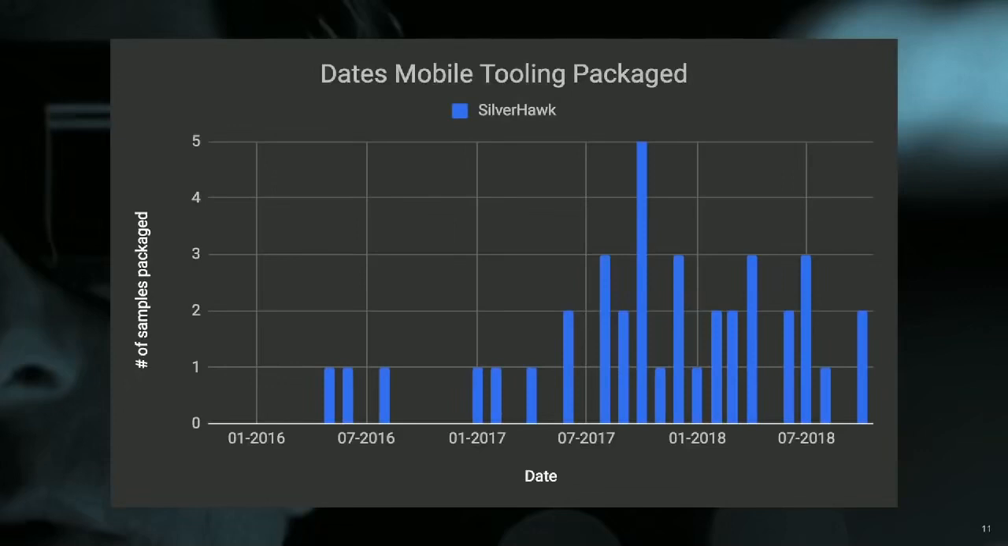So with that in mind, we can see here that SilverHawk samples first popped up in mid 2016, indicating that this actor had a mobile surveillance capability from at least that point, if not earlier. We think they were testing samples out at that stage before regularly releasing new updates and versions throughout 2017 all the way up until present.